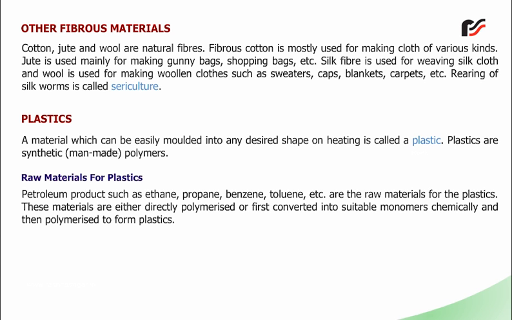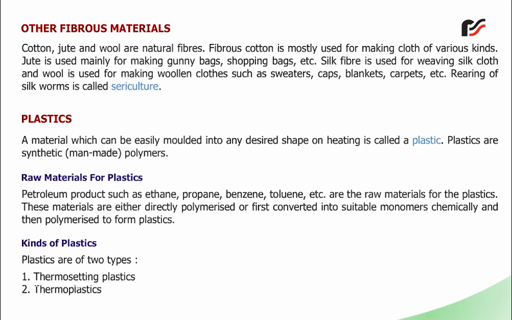These materials are either directly polymerized or first converted into suitable monomers chemically and then polymerized to form plastics. Kinds of plastics: plastics are of two types. Number 1, thermosetting plastics. Number 2, thermoplastics.